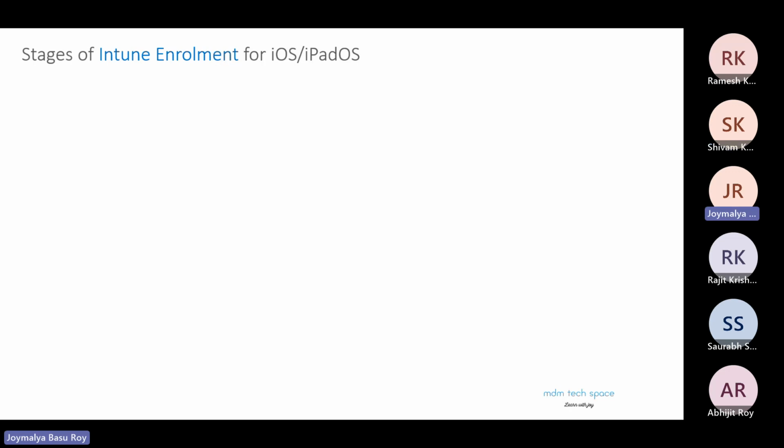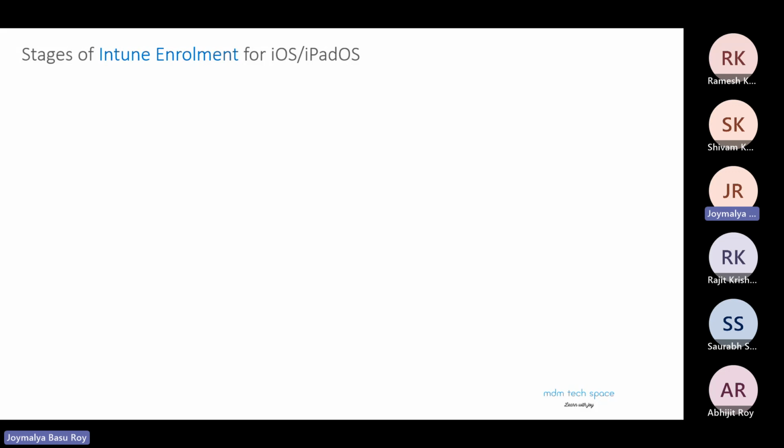OK, so the first step of enrollment, what is that? Client initialization. What do you do in client initialization? Normally, the client is initialized through APNS to get the device ID registered and get the device ID token from the APNS.